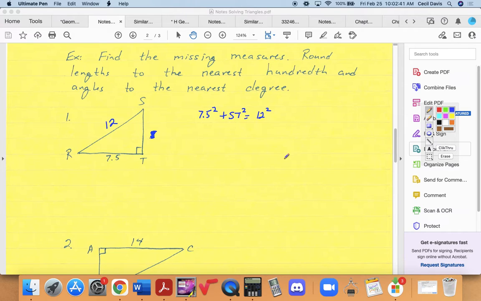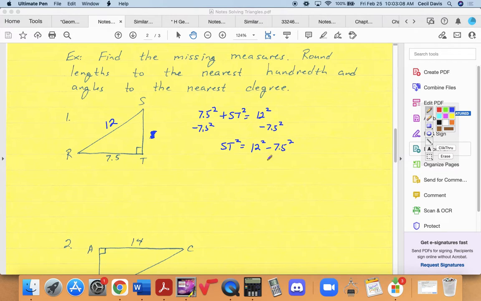There's no point in it. What I am going to do is subtract 7.5 squared from both sides. And I get that ST squared is 12 squared minus 7.5 squared. And I'm still not going to pick up my calculator because I don't have ST by itself yet.